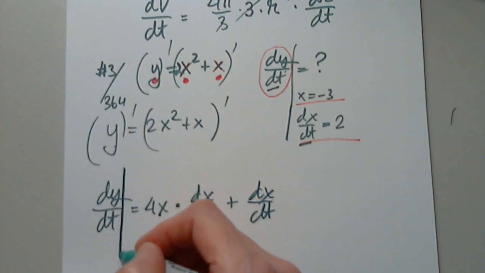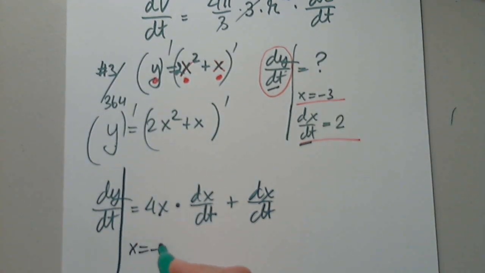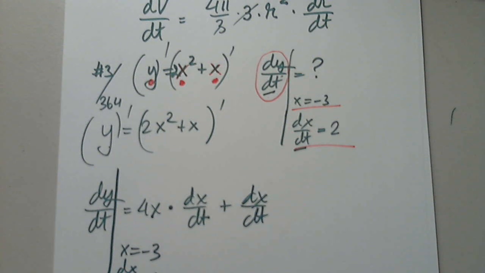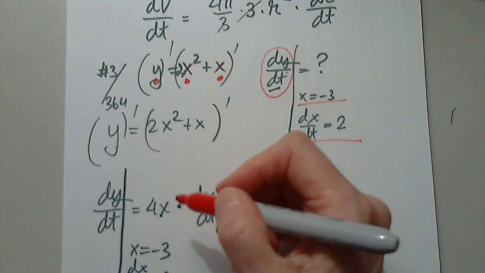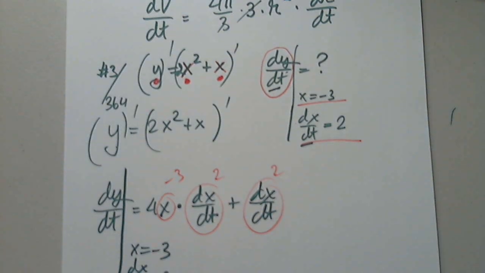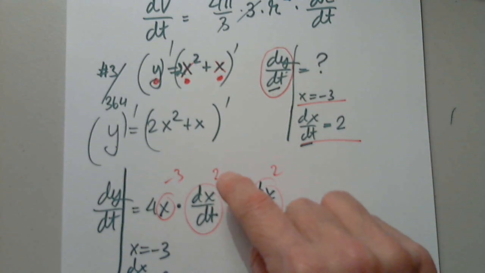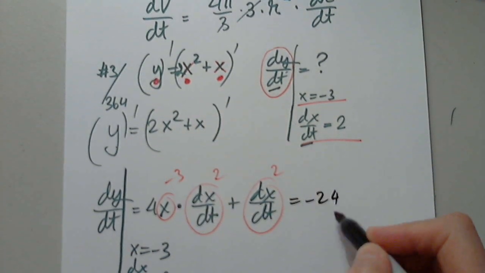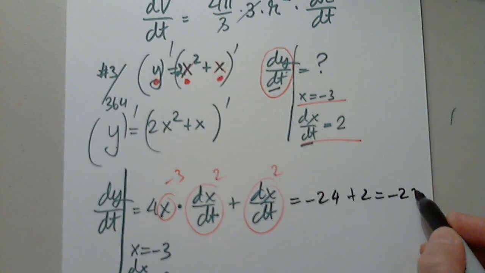Now I will say fine when x is -3 and dx over dt is 2. Piece of cake, because this is -3 and this is 2. I have all the numbers I need. 4 times 2 is 8, times -3 is -24, plus 2, -22.